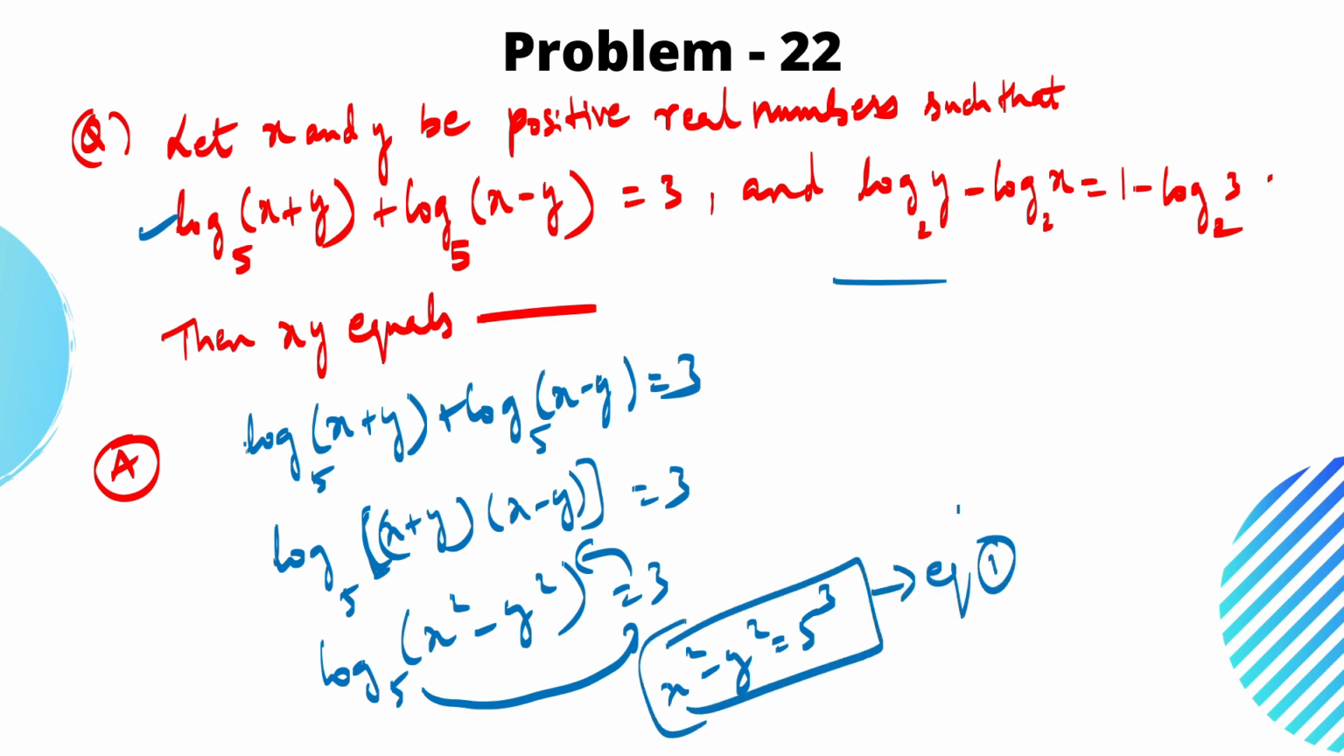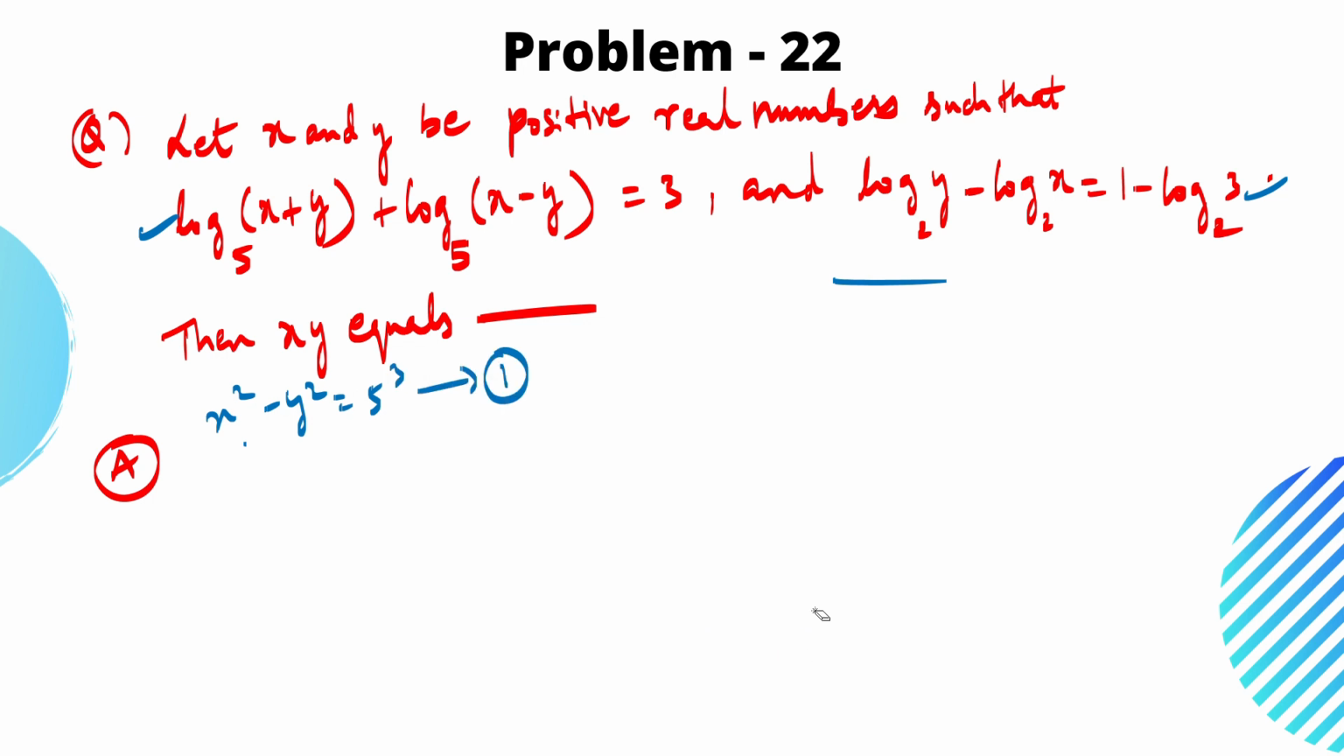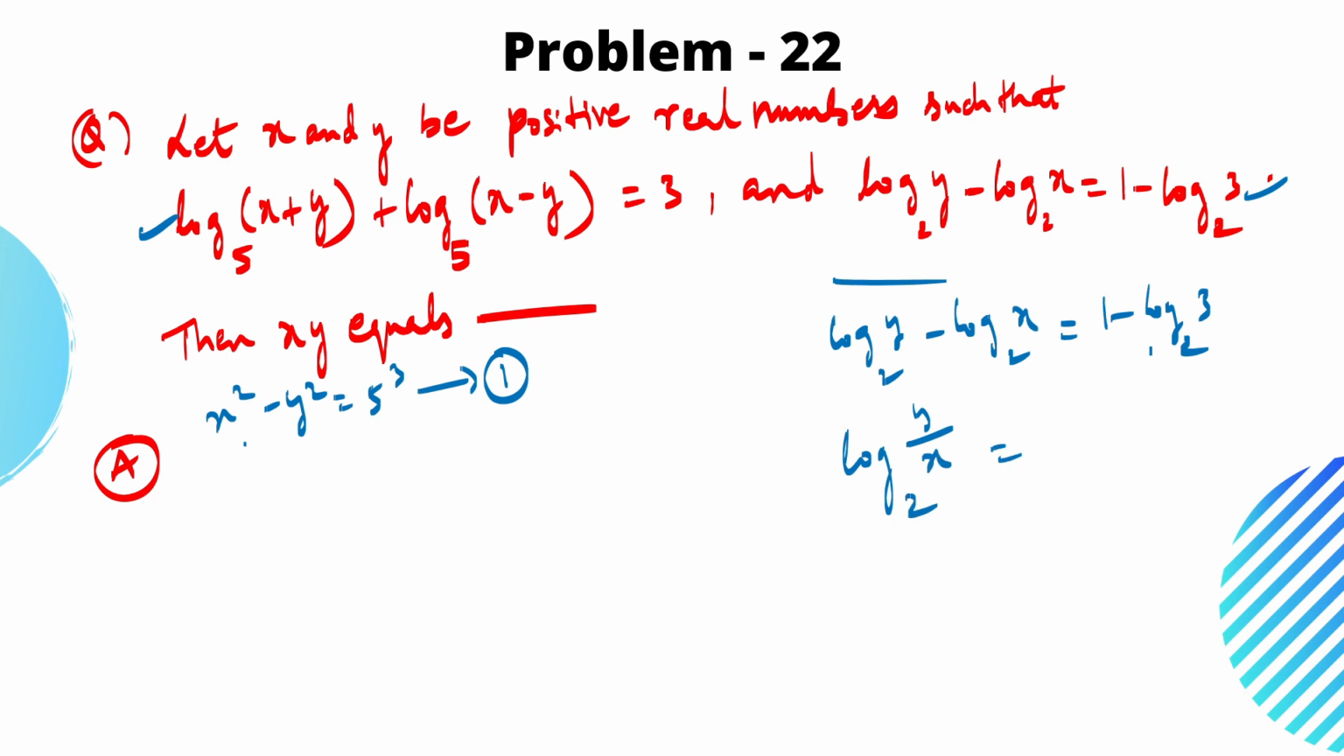Now let us consider the second one. So x square minus y square is equal to 5 cube. This is our equation 1. If we consider the second one, which is log y to the base 2 minus log x to the base 2 is equal to 1 minus log 3 to the base 2. It is log a minus log b. What is log a minus log b? Log a by b. Alright. So log y by x to the base 2 is equal to 1 minus log 3 to the base 2.